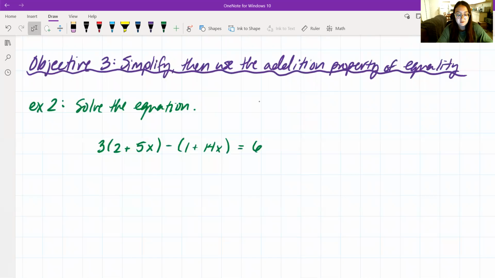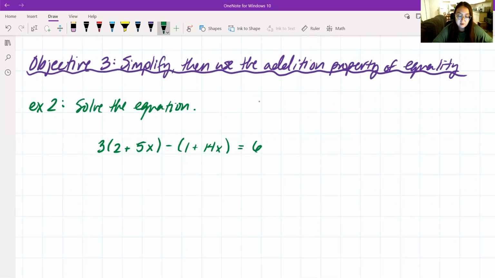So moving on to objective 3. For objective 3, we just want to simplify and then use the addition property of equality. So for example 2, we just want to solve our equation, with our equation being 3 times (2 plus 5x) minus (1 plus 14x) is equal to 6. So let's go ahead and solve this equation.